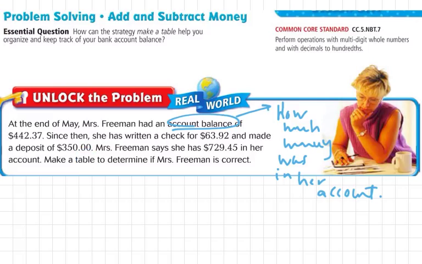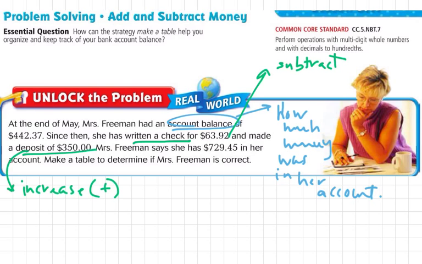Boys and girls, if she wrote a check, that means that she gave away money. When you think about giving away money, you're going to be subtracting. Boys and girls, if she has a deposit, perhaps she got paid by a friend or paid from her job. A deposit means that she's going to increase her money, and that should prompt you to think about addition. Mrs. Freeman says that she has $729.45 in her account. Make a table to determine if Mrs. Freeman is correct. So boys and girls, we are going to use our work mats to help us solve this problem. And you'll see that our work mat in our textbook reflects the one that we use in class.